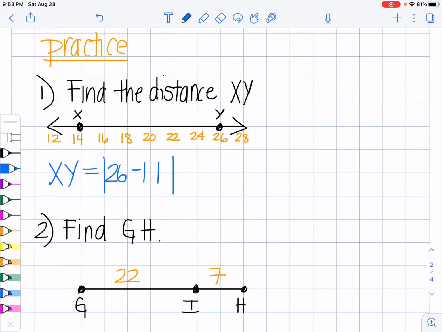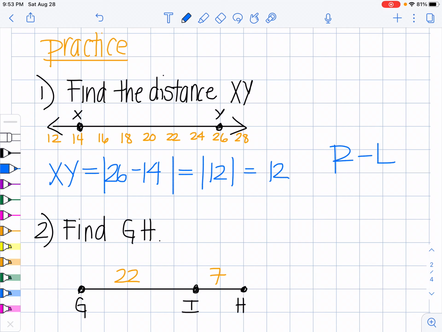So 26 minus 14. 26 minus 14 is 12, and the absolute value of 12 is 12. But again, if you always do your right point minus your left point, then you'll always end up with a positive number. Okay, practice problem number 2, find GH.